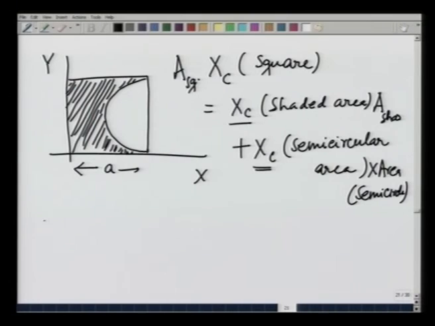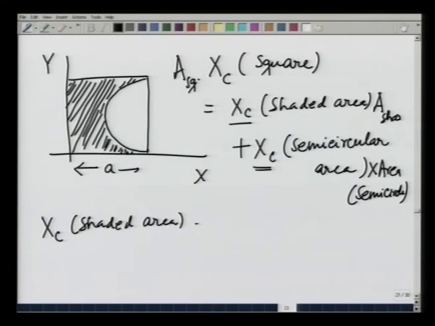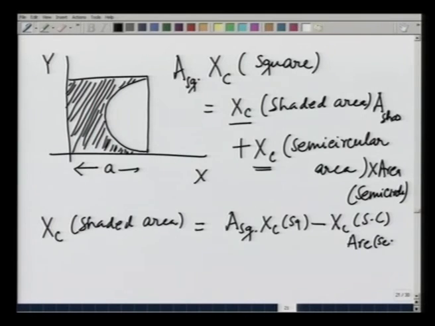And therefore, x c of the shaded area is going to be equal to a square times x c of the square, minus x c of the semicircle times the area of the semicircle, divided by the area of the shaded portion, which is going to be the area of this square minus the area of the semicircle.